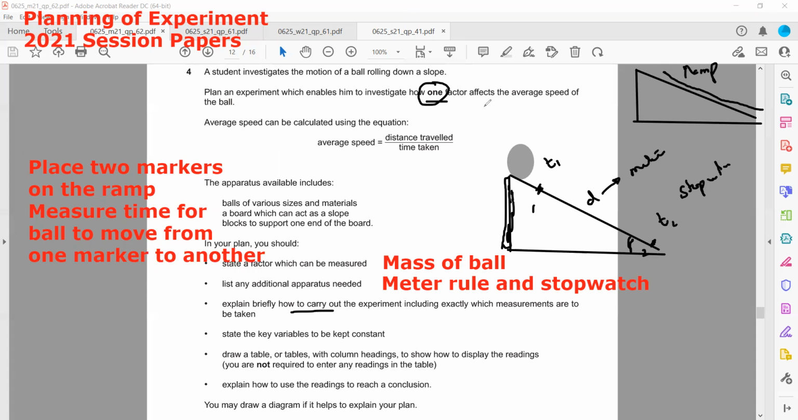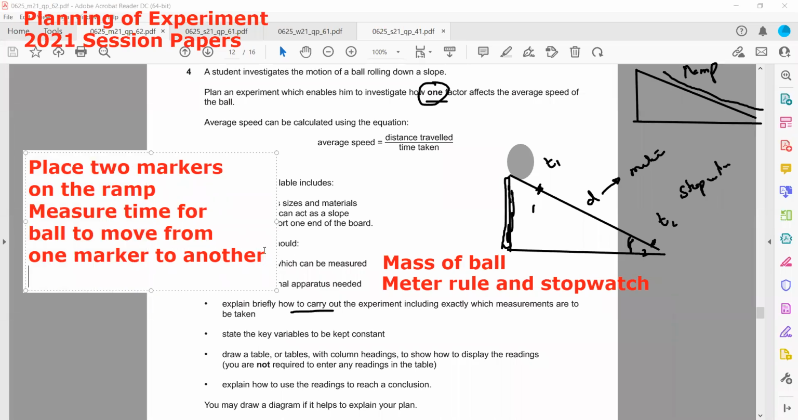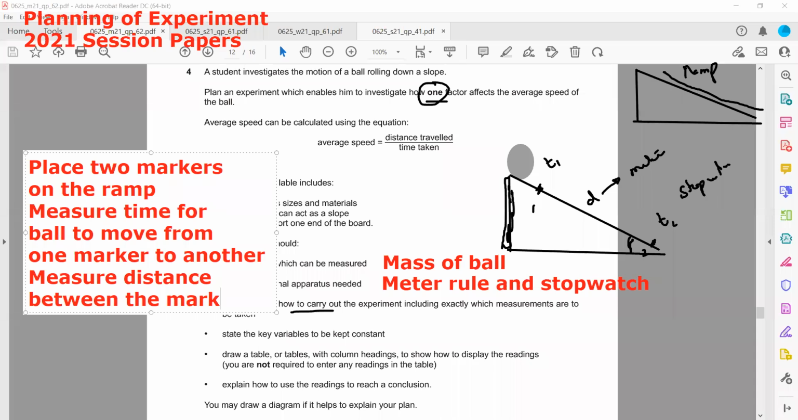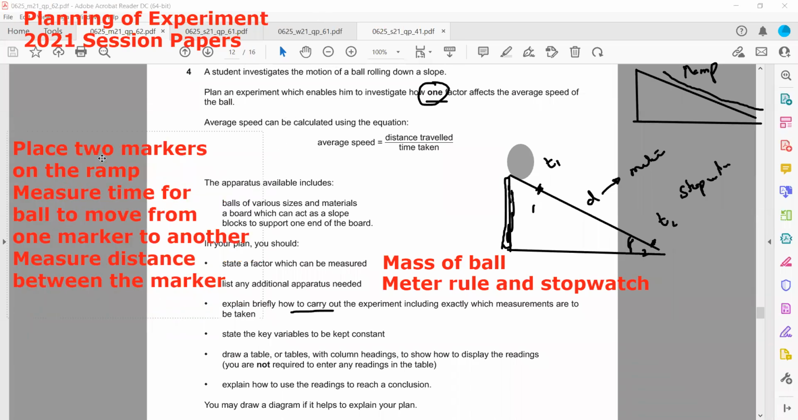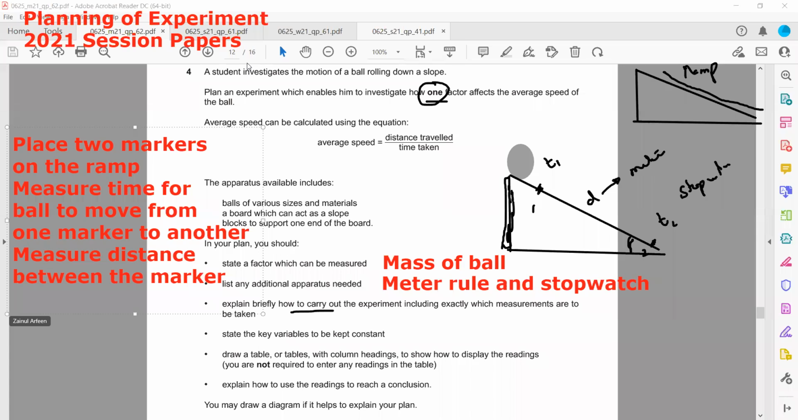So we will place two markers on the ramp, on the inclined surface, and we measure the time for a ball to move from one marker to another, and we'll measure the distance between the markers. And we will use the formula that speed is equal to distance over time. So that will give us the speed at which the ball is rolling. For the answer to the first part, there is a space available, but I'm using the question as a reference, so I'm writing all the answers here.